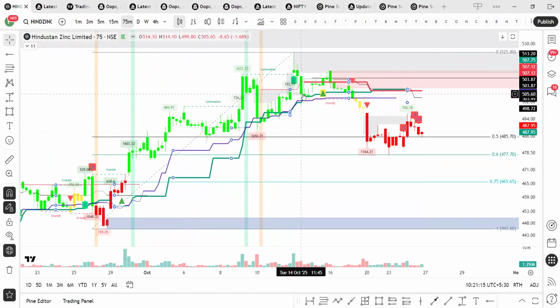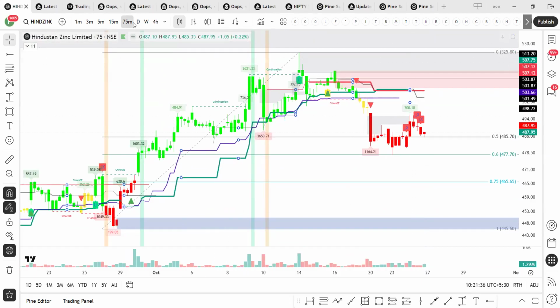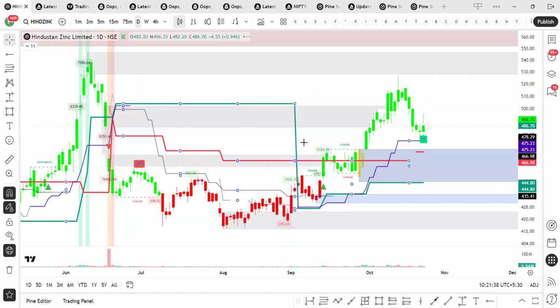Partial exit can be done at this level because it is closing below this band, and the final exit can be yellow color and close below all the bands. So this can be your exit. So you will still be in good profit. Now on 75 minutes, it is red. So if we are entering on daily, we should plan our exit on 75.